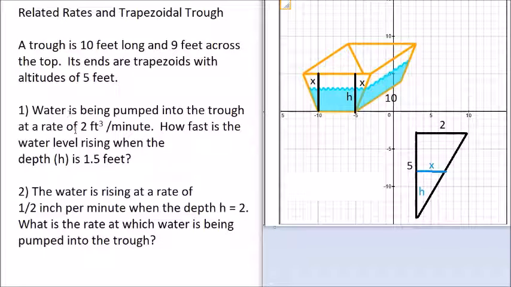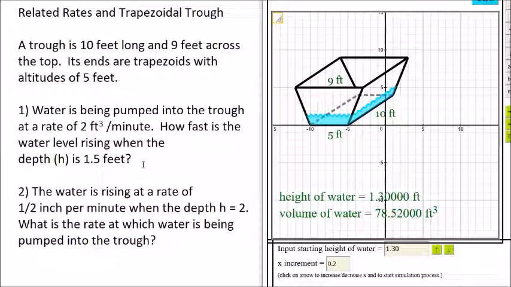We're given that the water is being pumped into the trough at a rate of 2 cubic feet per minute. And so we'd like to know how fast the water is rising when h is 1.5 feet. Right here, this is when the water level is at 1.5 feet. At that time, the volume of the water is 93 cubic feet.